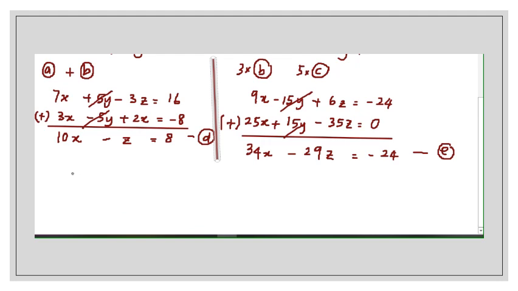Okay, two new equations that now we can put separate: 10x minus z equal to 8 as equation D. We put it together: 34x minus 29z equal to negative 24, equation E.